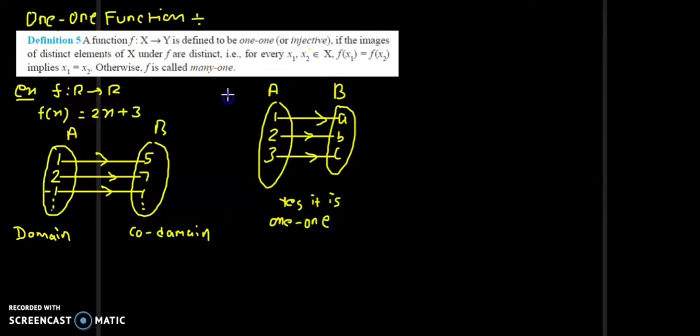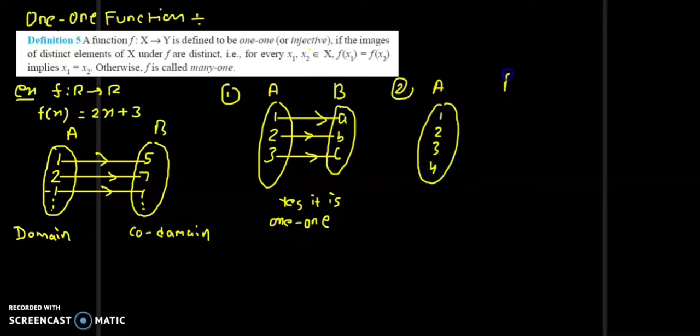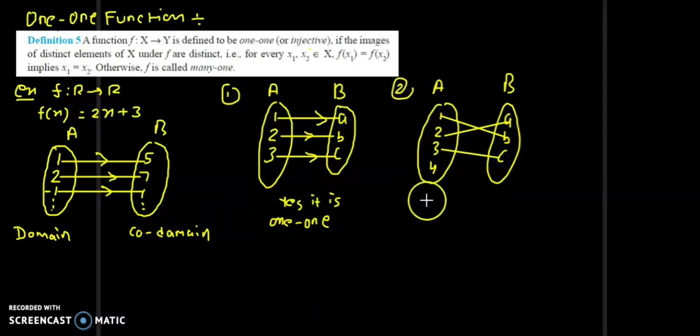Okay, first example. Second, if you have A as 1, 2, 3, 4 and B as a, b, c. Suppose I am telling 1 is related to b, 2 is related to a, 3 is related to c, and 4 is not related to anyone. So it is not a function also. For a function, what was the condition? All the elements should have a unique image. If 4 is not related here, so it is not one-one. All elements should be related to another.